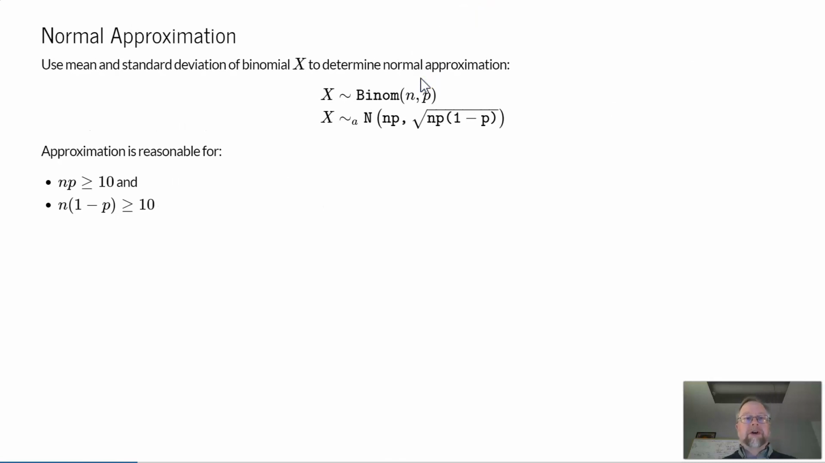So this gives us a way of calculating a normal approximation for the binomial distribution. Again, the idea is we have two parameters, n and p. The expected value of the binomial distribution, the true distribution, is n times p. And the standard deviation is the square root of n times p times 1 minus p.